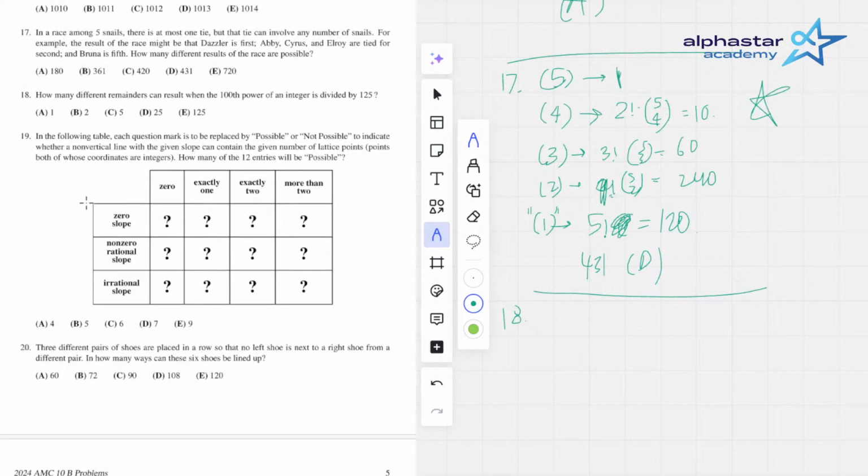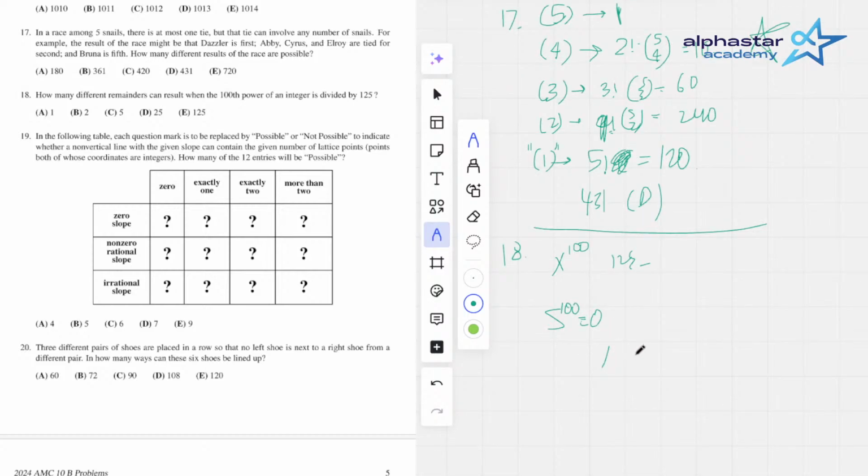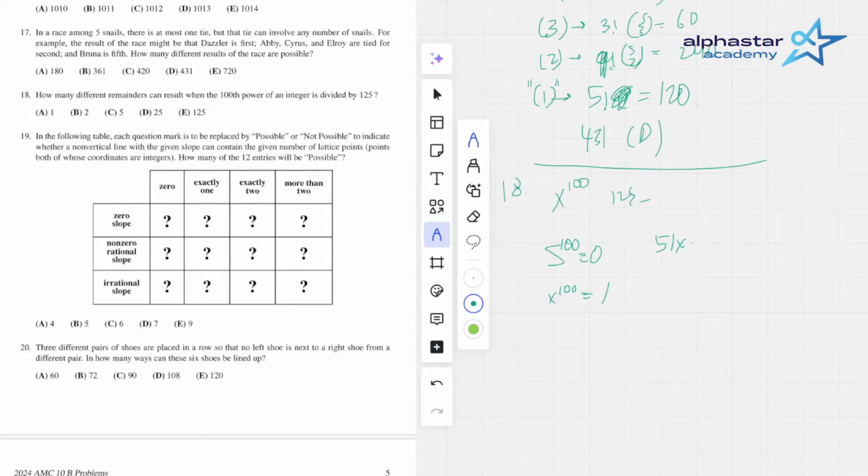How many different remainders can result in the 100th power divided by 125? Just 2, because it's either 0 or, actually wait. If it's a multiple of 5, then obviously it's 0. Otherwise, it's going to be 1, because if it's relatively prime to 125, in other words not a multiple of 5, then the power would give us 1 by Euler's formula. Phi of 125 is exactly 100. So in fact, the answer is B. And I don't think there's any trickery with negative integers, so I think we're good. It's either 0 or 1.